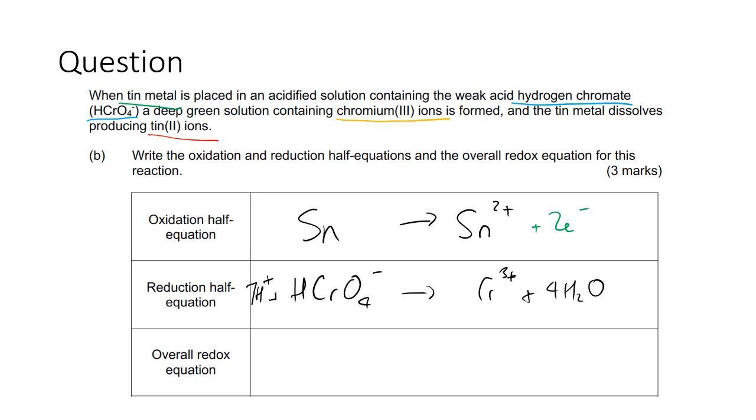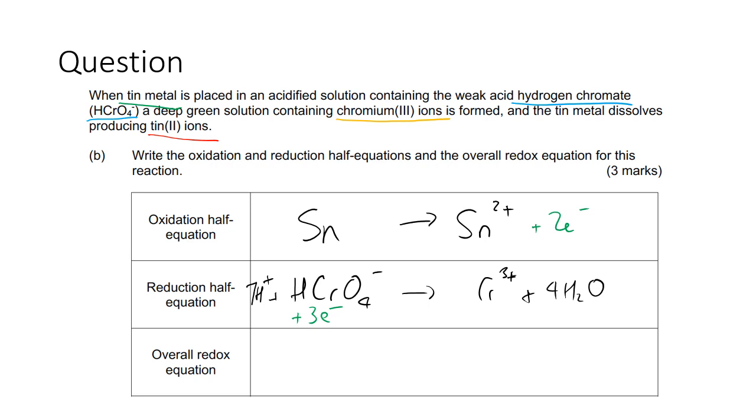And then balancing out the charges, you've got a total of positive 6 on the left-hand side and a positive 3 on the right-hand side, which means that the left-hand side is more positive, so I need to add in a couple of electrons, 3 of them in fact, on that side there. All right, and you should also add in your state symbols, but I'm not going to do that now.